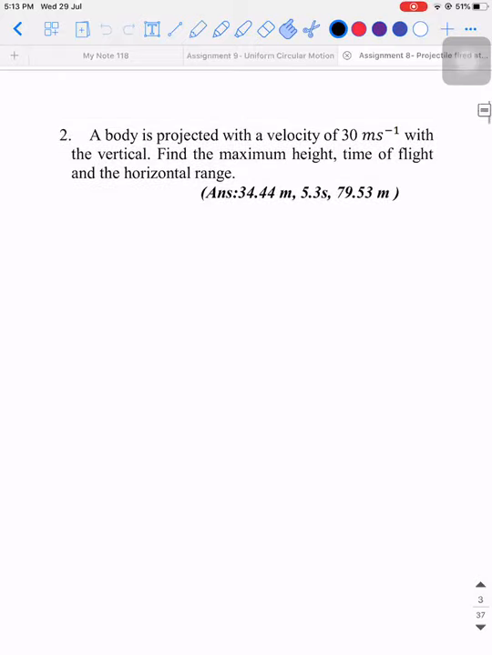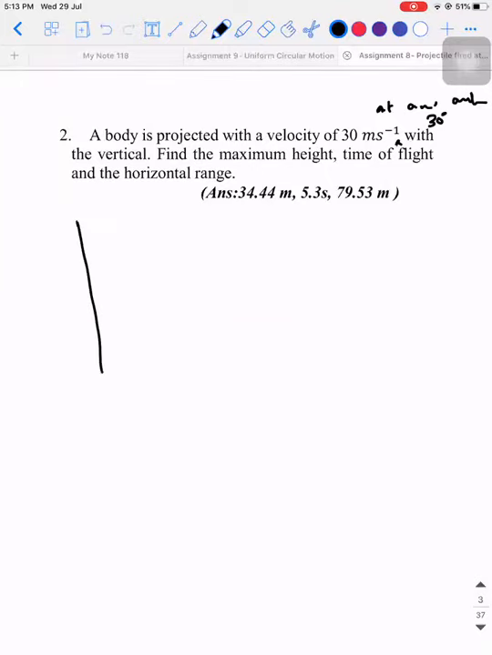Projected with velocity. I think there is data missing in this. Yes, sir. Angle should be given. Let me look at it. At an angle 30 degrees with a vertical. Okay, you can make a note of it: 30 degrees with the vertical.